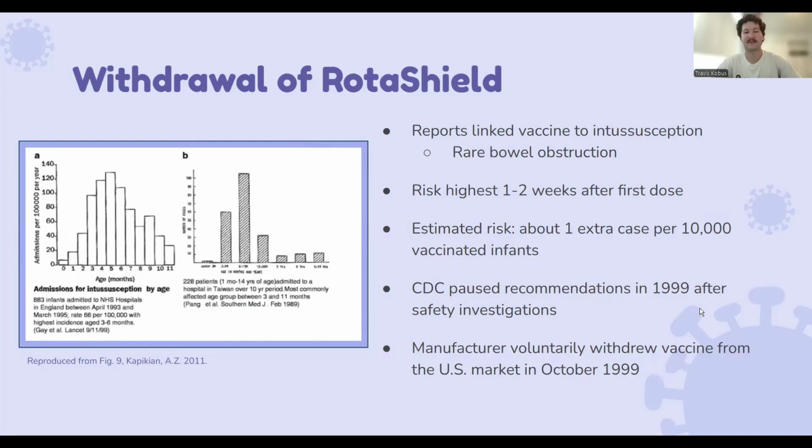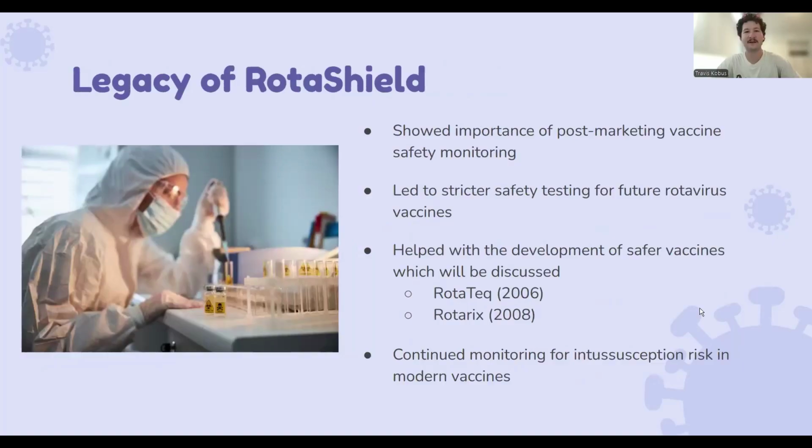This decision highlighted the importance of balancing vaccine benefits with potential risks. Even though Rotashield was withdrawn, it had a lasting impact on vaccine development. The experience demonstrated the importance of post-marketing vaccine safety monitoring, which involves continuing to evaluate vaccine safety after approval and widespread use. Lessons learned from Rotashield led to stricter safety testing and larger clinical trials for future rotavirus vaccines.